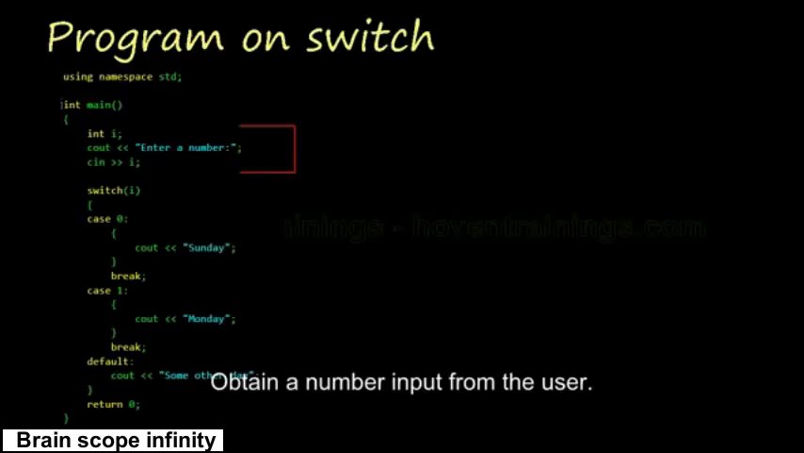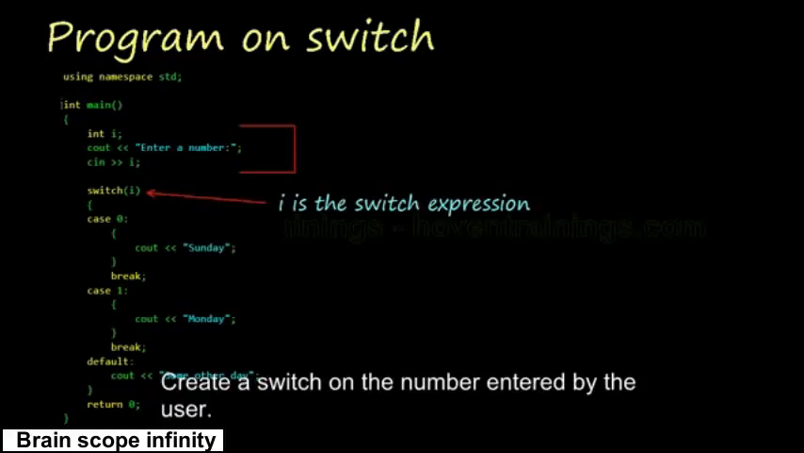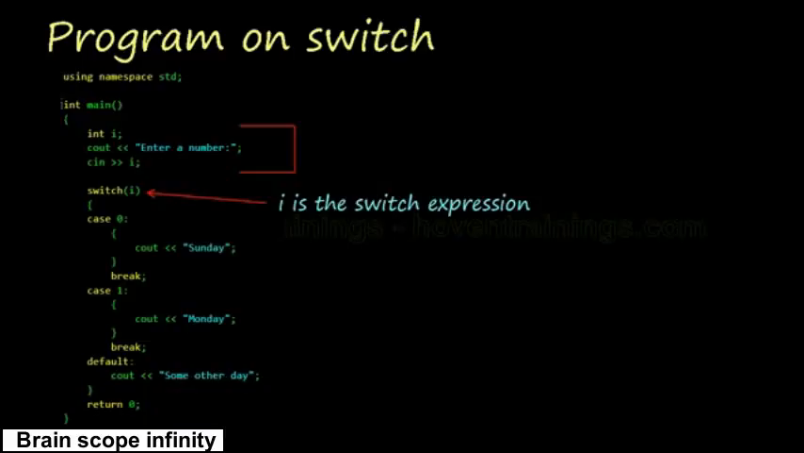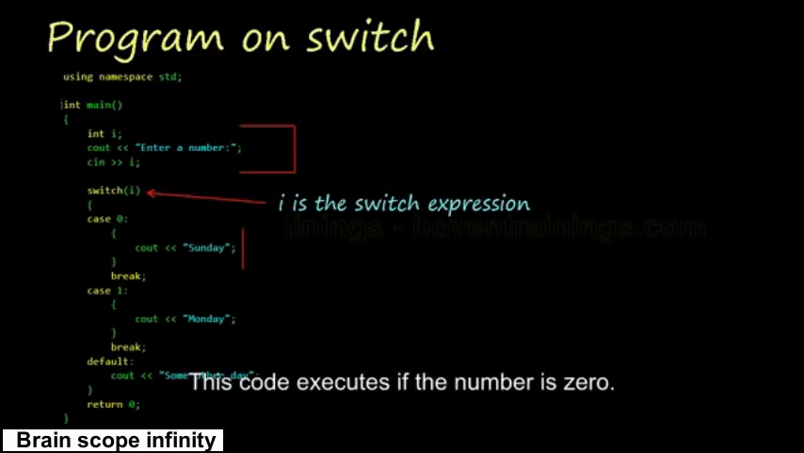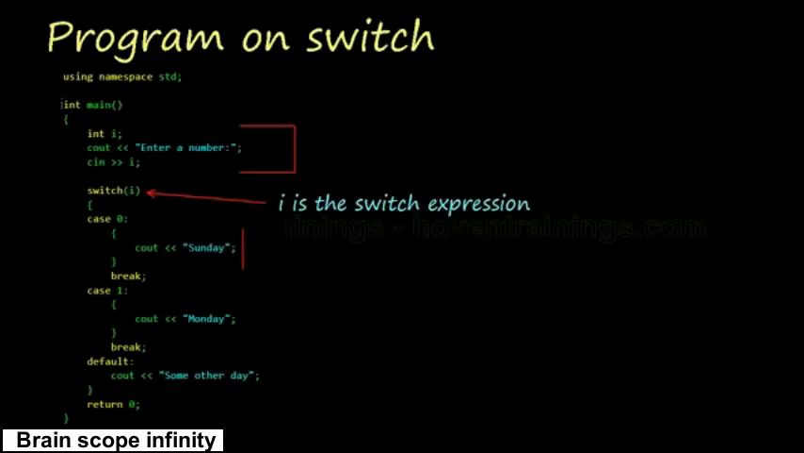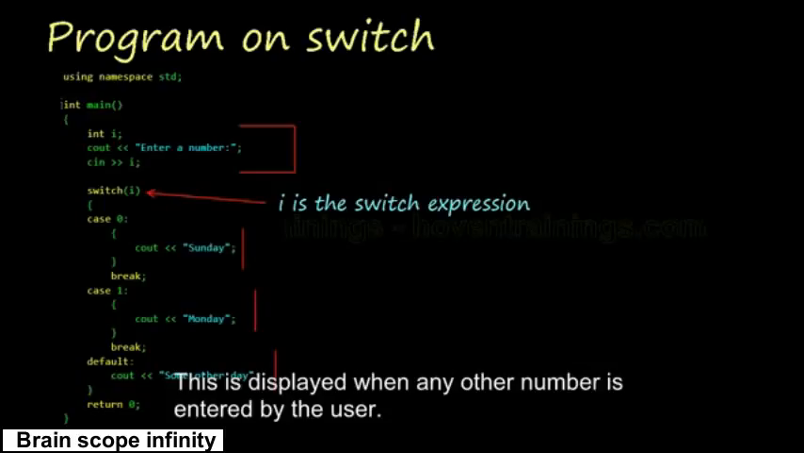Obtain a number input from the user. Create a switch on the number entered by the user. This code executes if the number is 0. This is for the value 1. This is displayed when any other number is entered by the user.